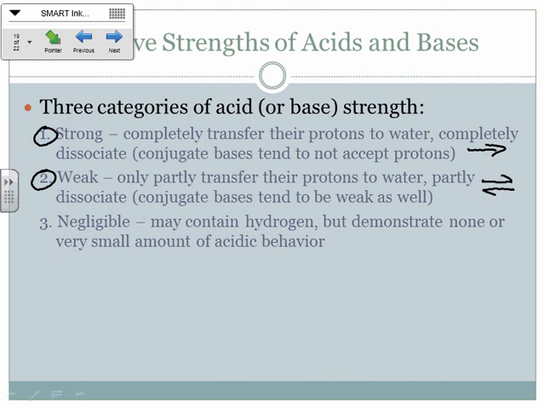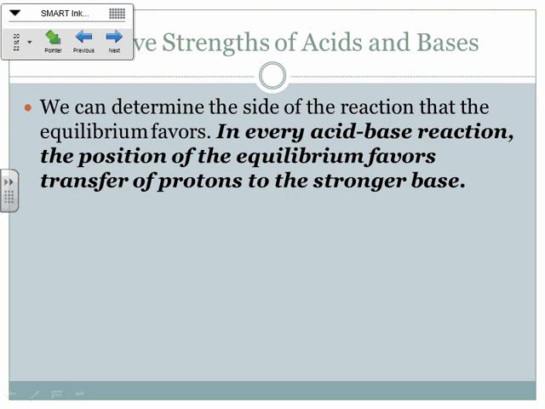And again, we will get into that more later. We can determine the side of the reaction the equilibrium favors. In every acid-base reaction, the position of the equilibrium favors the transfer of protons to the stronger base. And again, we're going to talk more about this stuff.